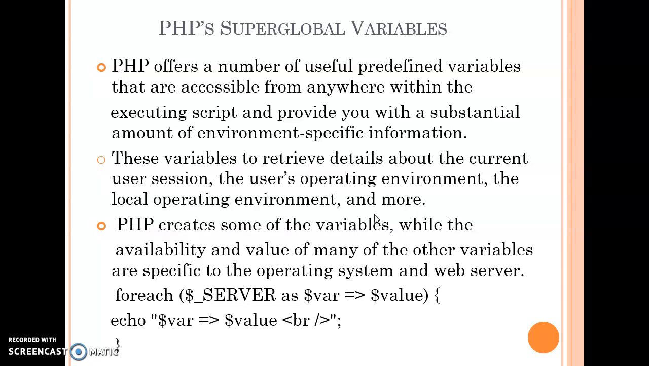Next one, PHP super global variables, which are very important. Super global variables retrieve details about the current user session, the user's operating environment and the local operating environment, everything. $_SERVER is a super global variable. In this example, we are using a foreach loop for retrieving the variables: foreach $_SERVER as variable and value. It prints both the keys and values of the operating system and the total environment.